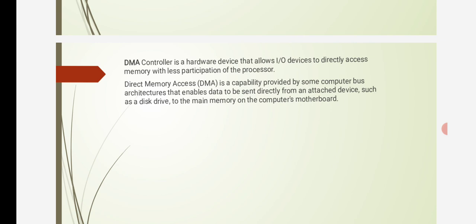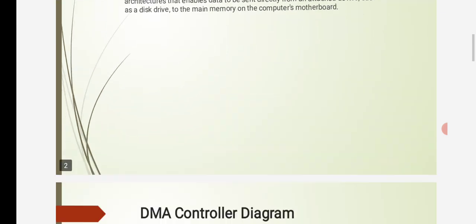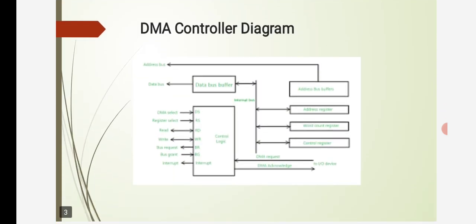A DMA controller is a hardware device that allows input and output devices to directly access memory with less participation of the processor. DMA is a capability provided by some computer bus architectures that enables data to be sent directly from an attached device, such as a disk drive, to the main memory on the computer's motherboard. So this is the block diagram of the DMA controller.